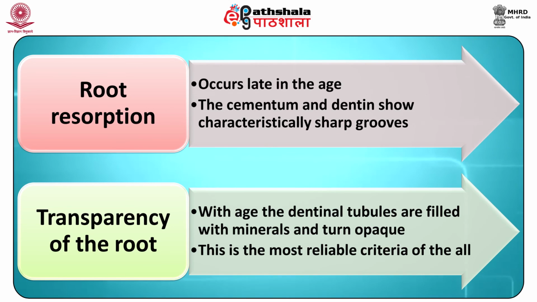Then transparency of the root. This is the most reliable of all these 6 criteria. If I ask you which of these 6 criteria is the most reliable, the single most reliable criterion is the transparency of the root. What happens with age? The dentinal tubules are filled with minerals and then they turn opaque.